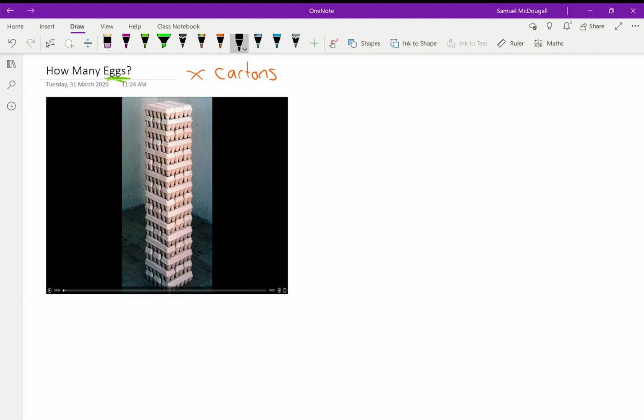First thing I noticed is that each row has 3 cartons each. So there are 3 cartons per row. I've also noticed, doing a quick count, that there are 2, 4, 6, 8, 10, 12, 14, 16 rows. So there are 16 rows of 3 cartons.